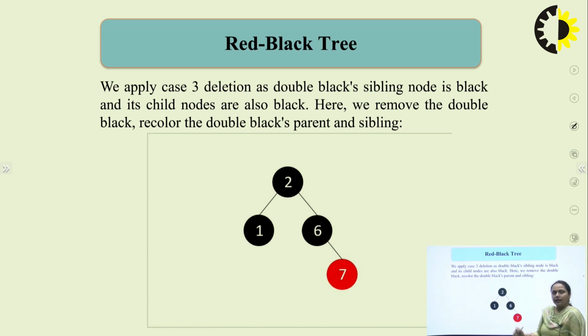Now check if a double black is still there. No, there is no double black. So, we will stop the process. And also check that every property of the RB tree is fulfilled. Check the black height of the tree. It is perfect. One here, one here. So, after deletion of 3, we will get this final tree.